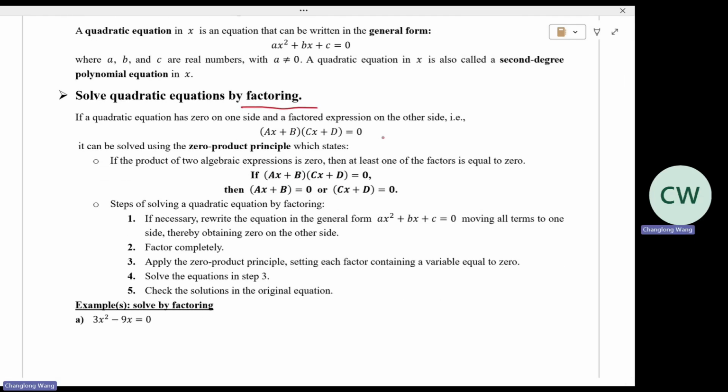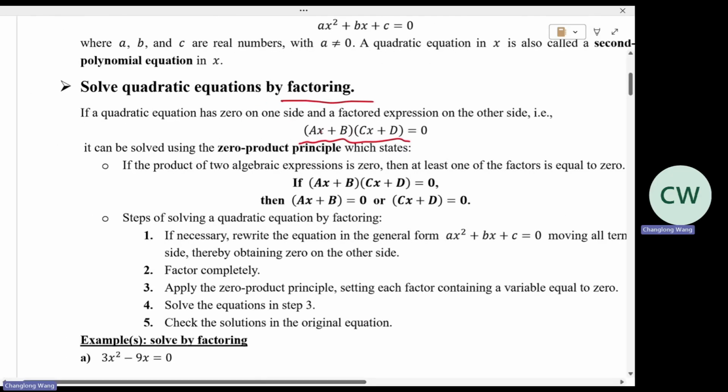you're expecting, after factoring a quadratic trinomial in the form of ax squared plus bx plus c, that you're going to get a product of two linear factors. So here, ax plus b is called a linear factor, right? Linear because x is to the first power. And the zero product principle states that the product of these two factors is 0, and it will only work out if either factor or both of them will be 0.